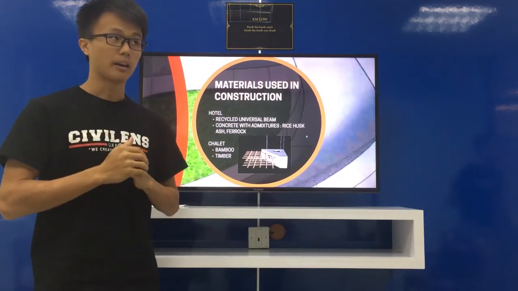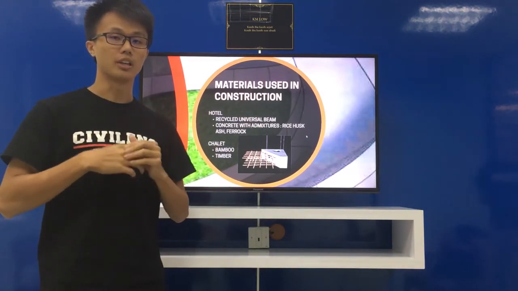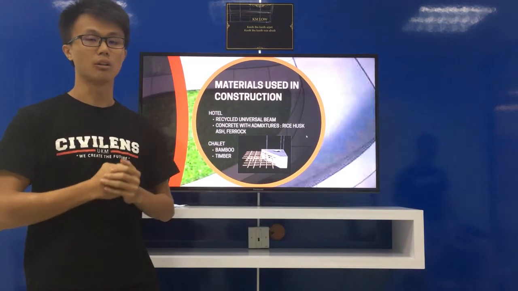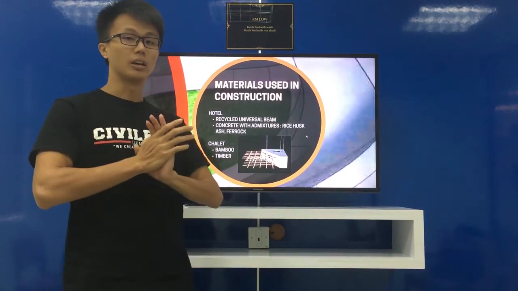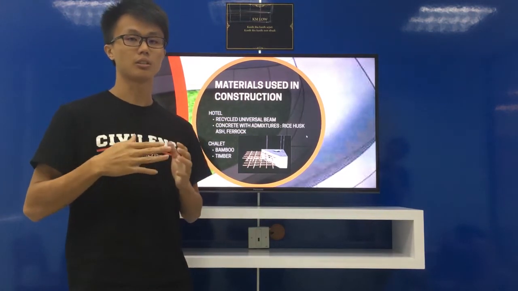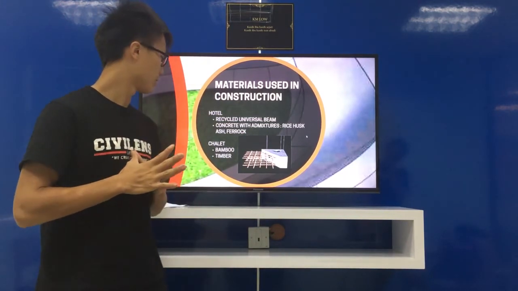Bamboo for environmental factor. Bamboo is a renewable and natural source, and bamboo is the fastest growing plant in the world, with a rate of about 3 cm per hour. And the total forest area of bamboo is around 40 million hectares, which is 12,000 times the area of UKM.